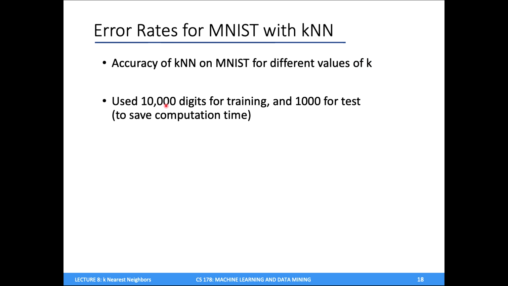One caveat here is that I'm only using 10,000 of my data points for training and 1,000 for test. This is because kNN can be kind of slow on very large data sets. So I'm just taking a subset of my data for illustration purposes.